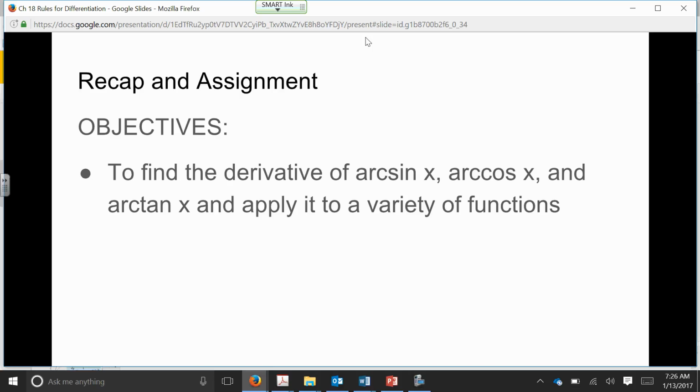So our goal here was to derive the derivatives of arcsine, arccosine, and arctangent and apply them. So that's what we'll be doing in class moving forward. And that's it. Nice quick lesson today.